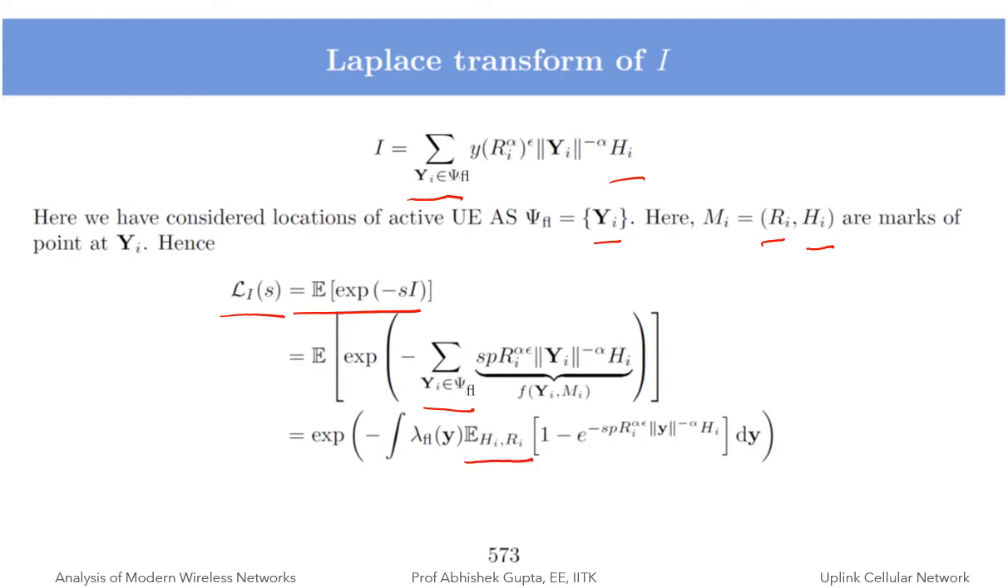So it will be equal to exponential of minus the integration over the whole space of lambda, the density of the active users, which is non-homogeneous, so it depends on y, times 1 minus e to the power minus the function, and then its expectation with respect to the marks, which are h_i and r_i.